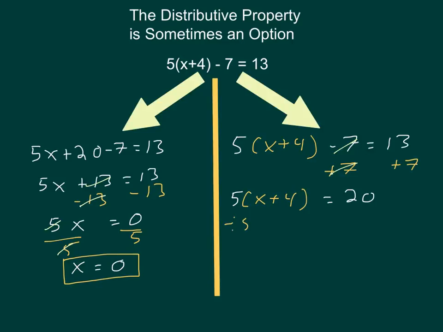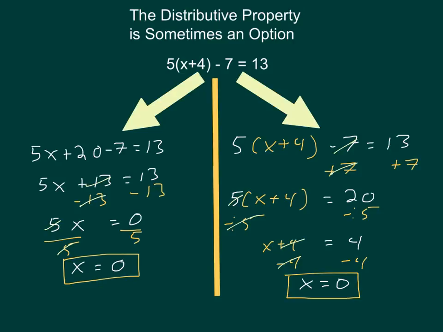Now I want to divide each side by 5. Again, just trying to get that yellow group of parentheses by itself. And now you can see that that leaves me with x plus 4 equals 20 divided by 5 is 4. And so now I can solve this because the parentheses really aren't necessary anymore. So I'm just going to get rid of those. And now in order to solve this, subtract 4 from each side. And you see what I end up with when these cancel. So I end up with the exact same answer, x equals 0.